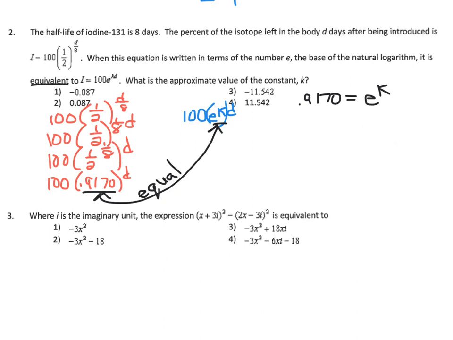If we have an e in our equation, we can just put ln in front of both sides of the equation, because we know that ln of e to the k power is just equal to k, right? Basically, these two just cancel each other out, and we could bring down the k. And then you would just plug this into your calculator and see what you get. So it looks like we get -0.087.